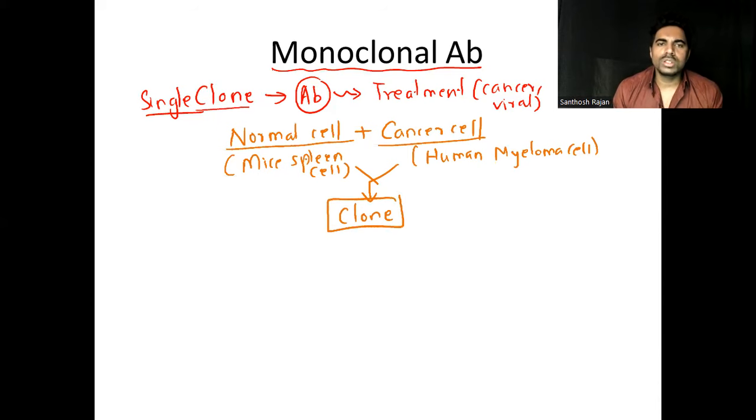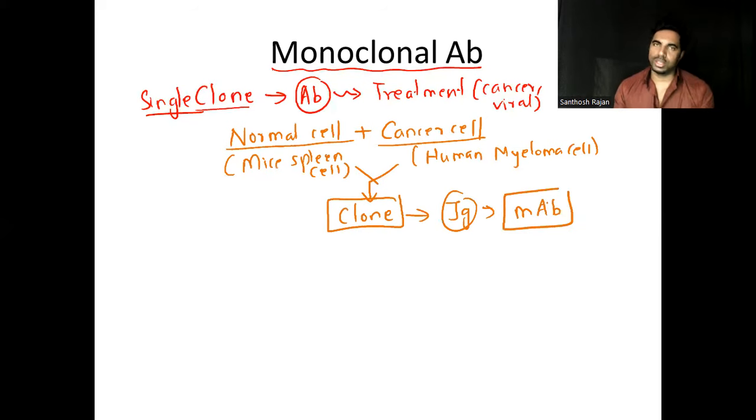Why do we choose like this? Because the spleen cells are good cells, but they can't survive. But cancer cells, what happens? They are not growing well, but they can survive. So we're mixing the two properties to make a clone. And from that clone, whatever immunoglobulin is formed is called monoclonal MAb. We call it MAb. That is used in the treatment.